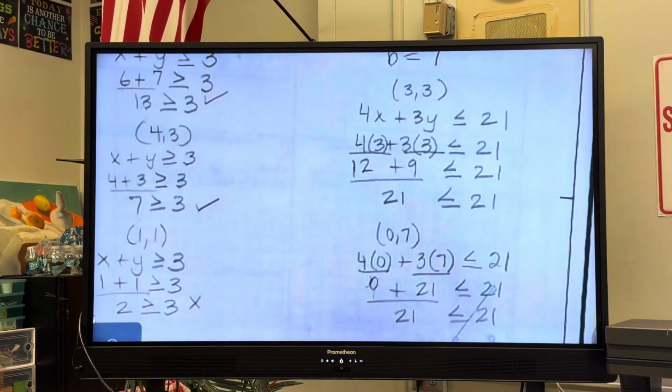What could I buy? What combination could I buy? I could buy 3 pounds of blueberries and 3 pounds of strawberries. That's going to come out to be exactly what? $21.